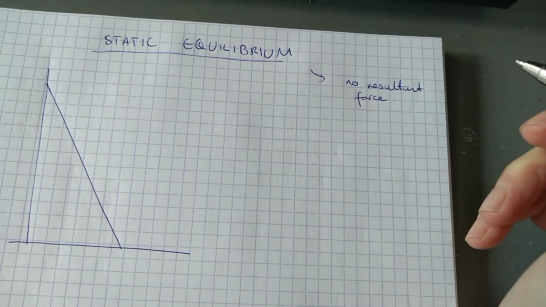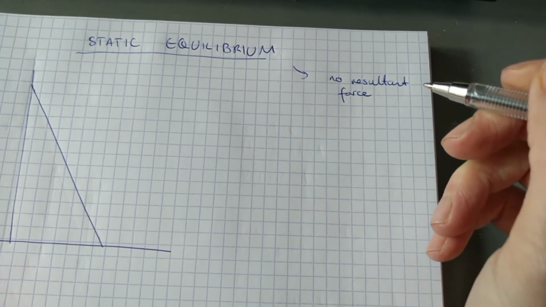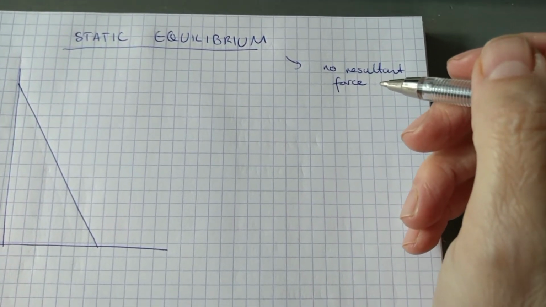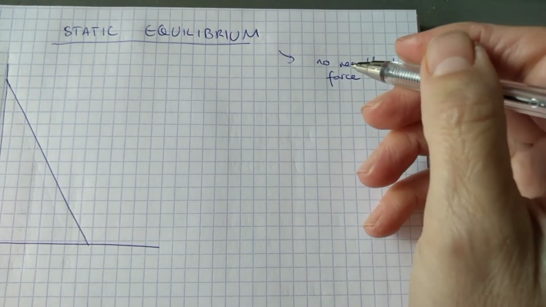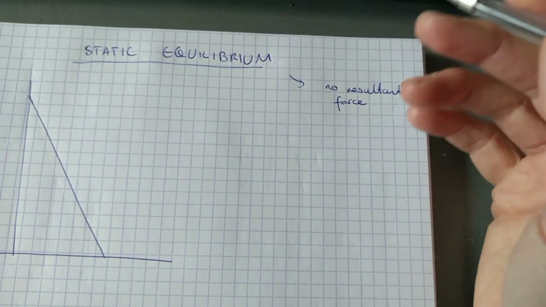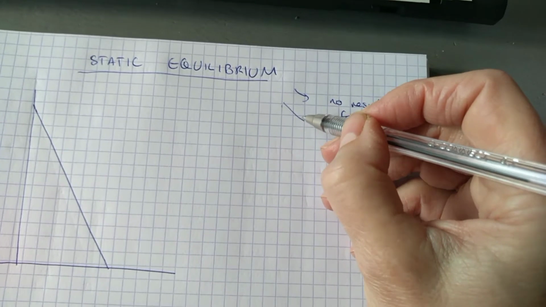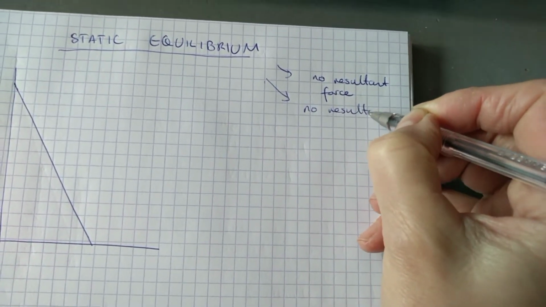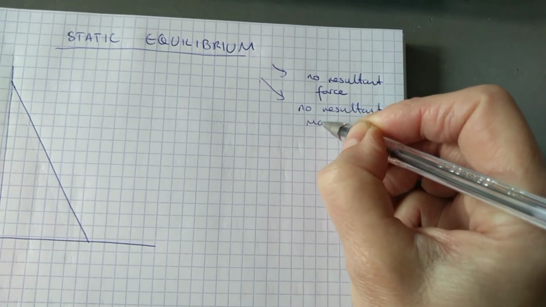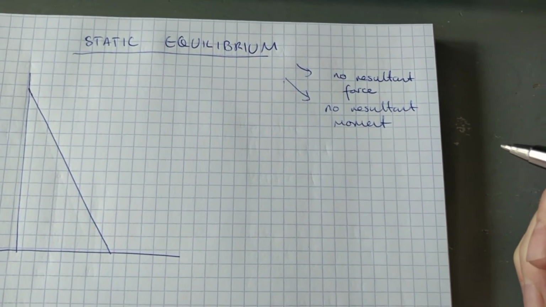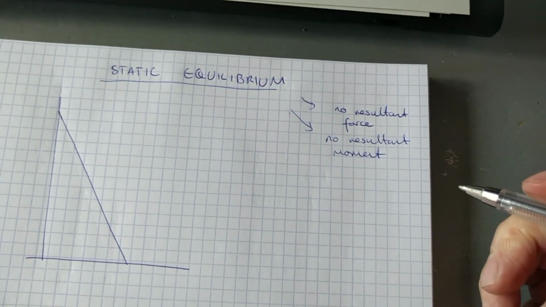Newton's first law tells us that it would then have a constant velocity and either be still or be, for example, barreling through space at a constant velocity. It also means no resultant moment, so no turning effect. So the thing is not spinning either.